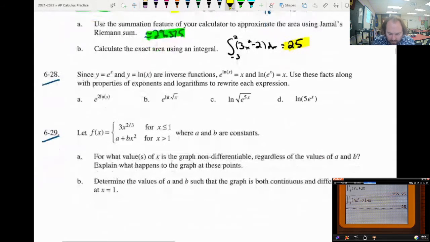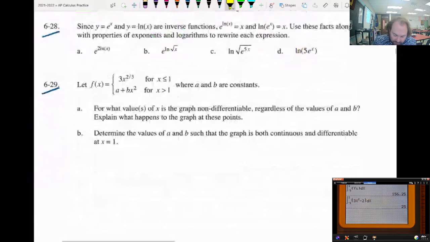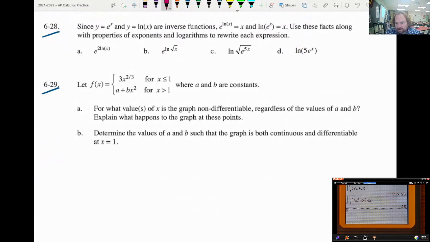628, let's talk about logarithms and e to the x, and inverse functions too. Since e to the x and natural log are inverse functions, we know that e to the natural log of x equals x, and the natural log of e to the x equals x also. These things undo each other. Use these facts along with the properties of exponents and logarithms to rewrite each expression.